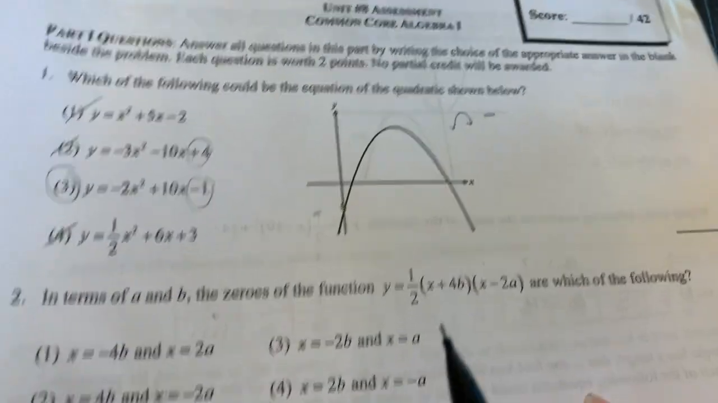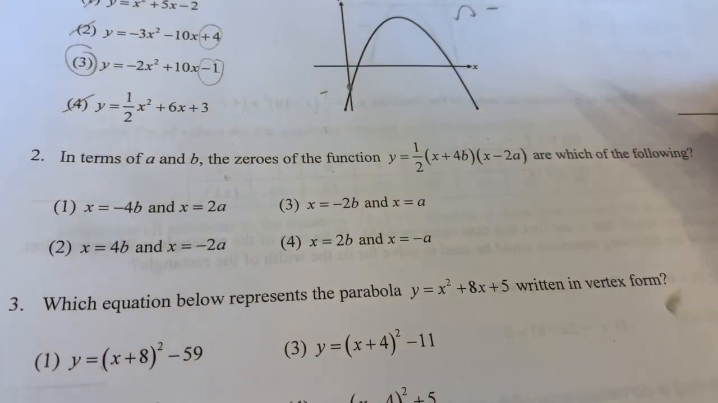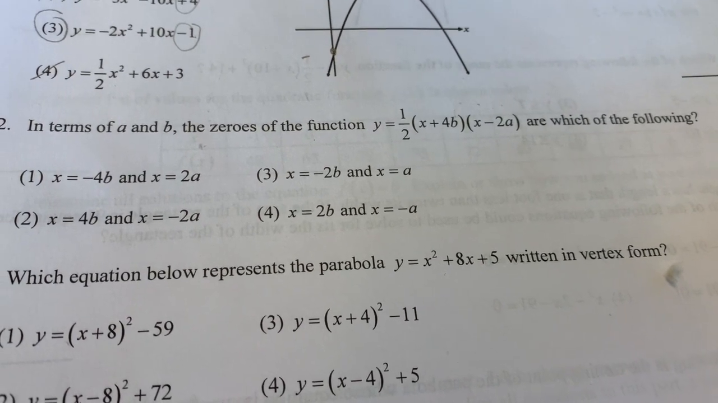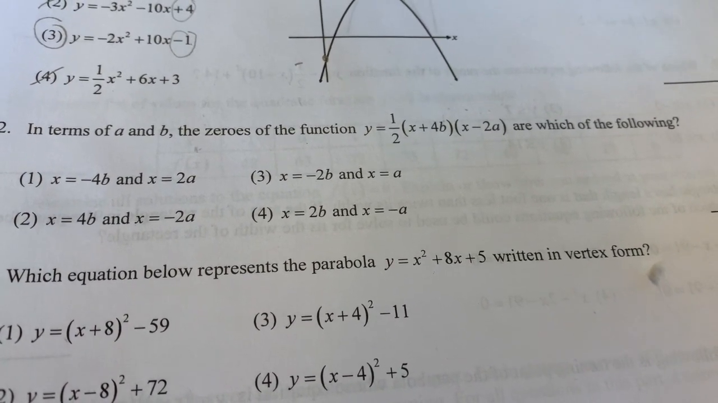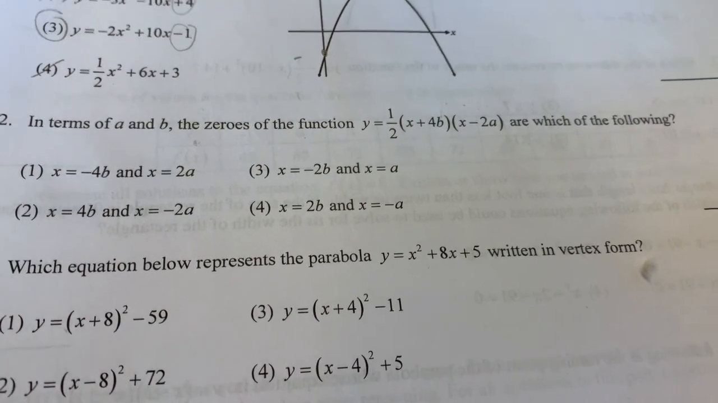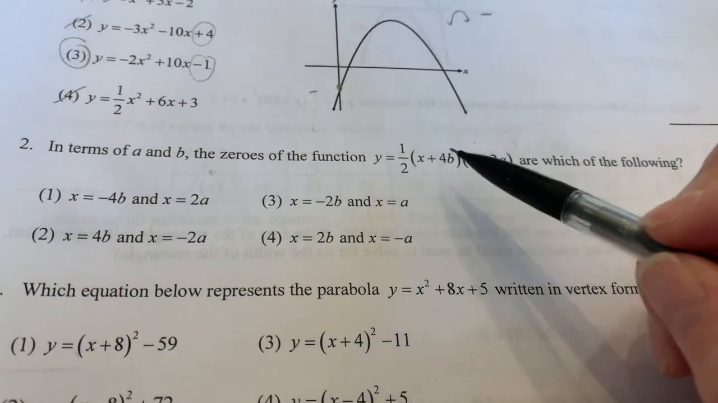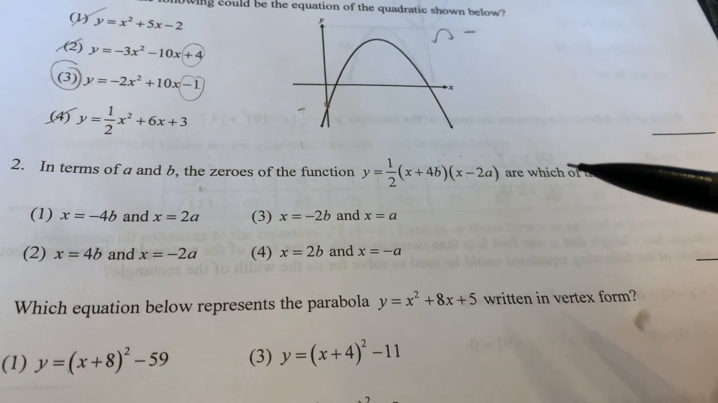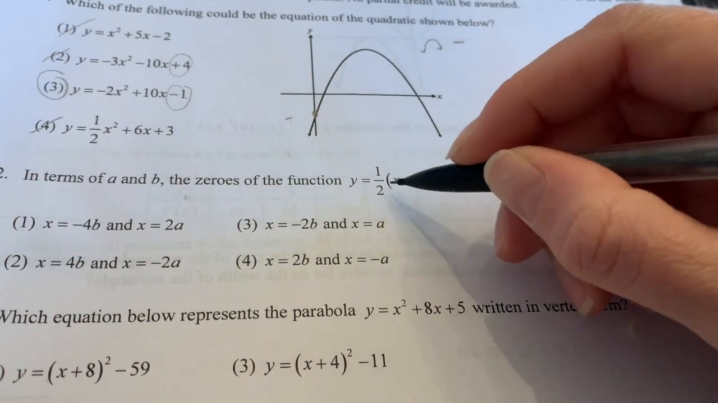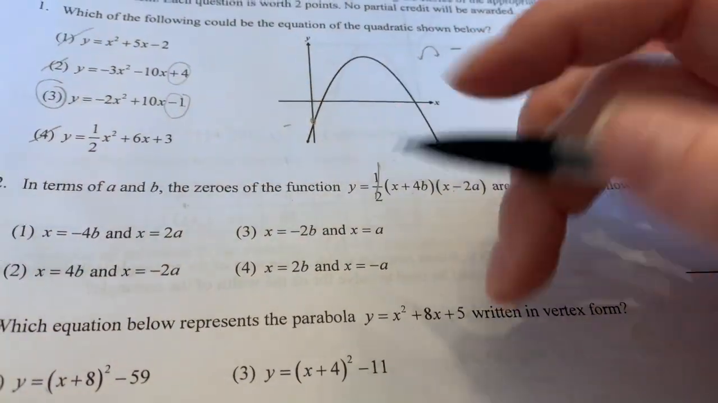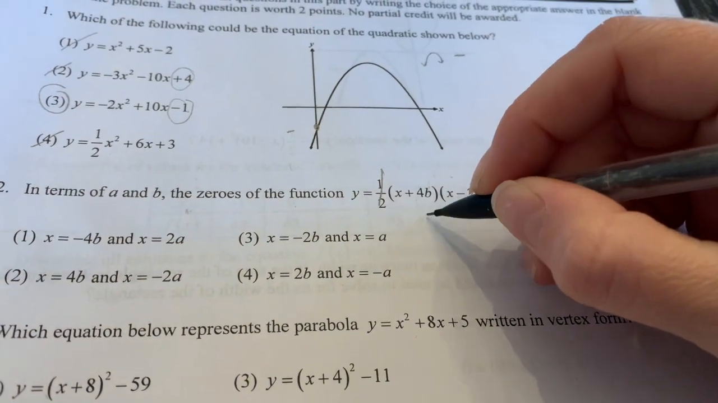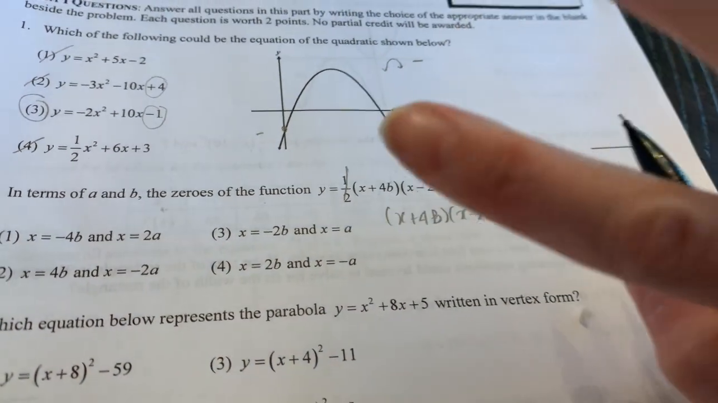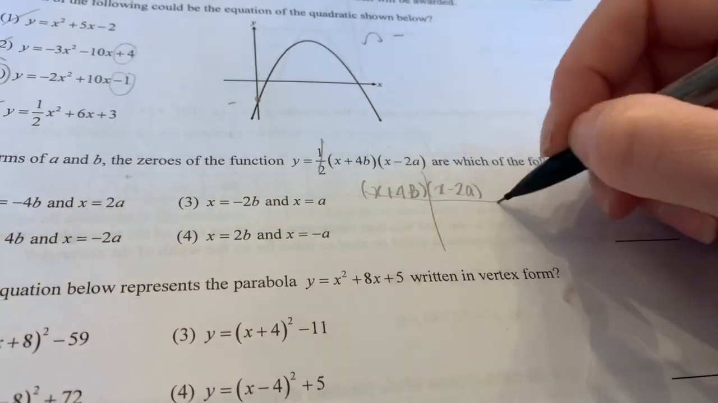Nice and easy. Number 2, in terms of a and b, the zeros of the function y equals 1/2 times x plus 4b times x minus 2a are which of the following? So what we're going to do is we're going to solve for the zeros for these two, solving them in terms of a and b. So all that means is take your function. Remember that the 1/2, when you're finding a zero, any number that's right outside doesn't matter at all, right? So we're going to take our x plus 4b and our x minus 2a, and we're going to find the zeros. So we set it equals 0.